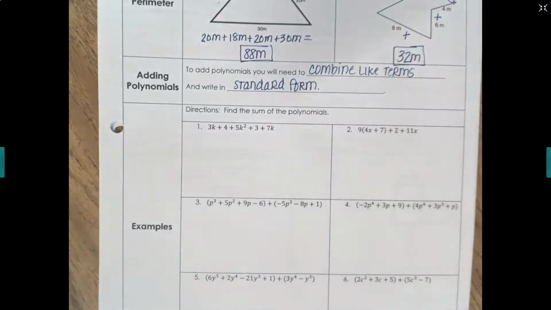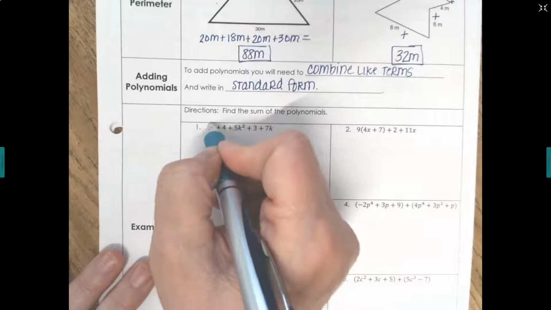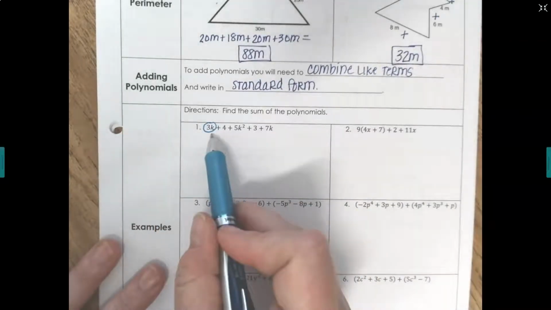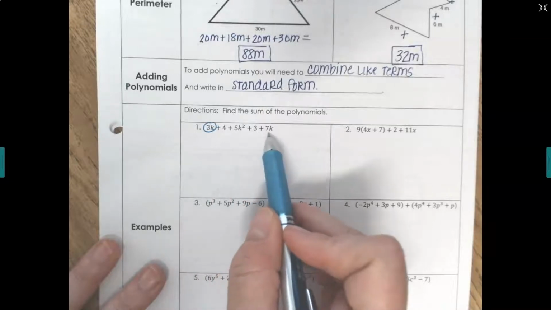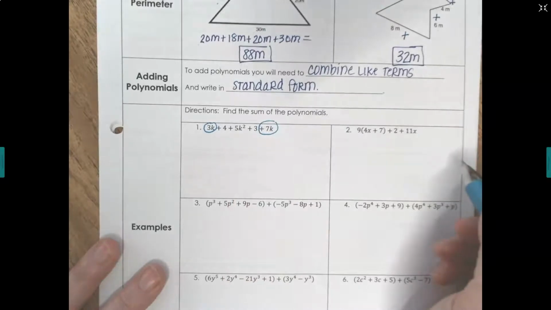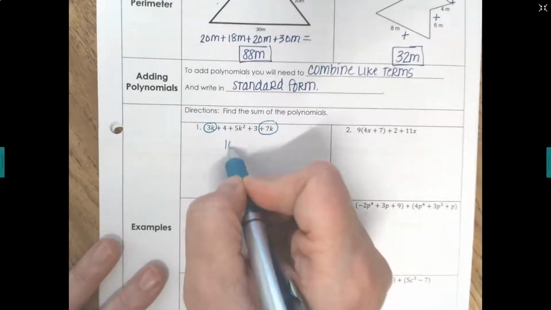This is very similar to the previous day's review that we've done. So I always kind of take a look, do I have first? I have a 3 with a K. Do I have anything else that just has a K? And I go across and go, look, 7 is with a K. So these guys are like terms, they're going to go together. 3 plus 7 is 10K.